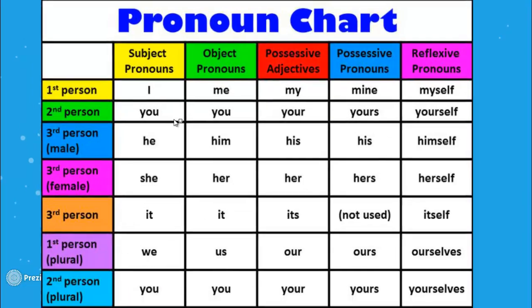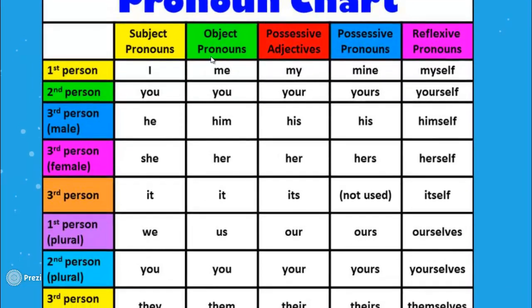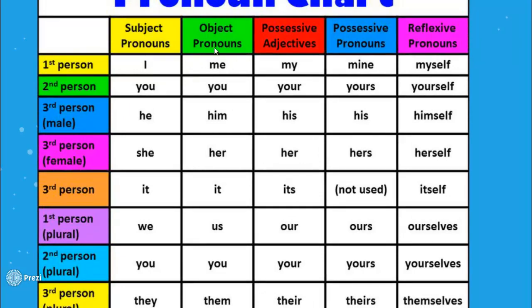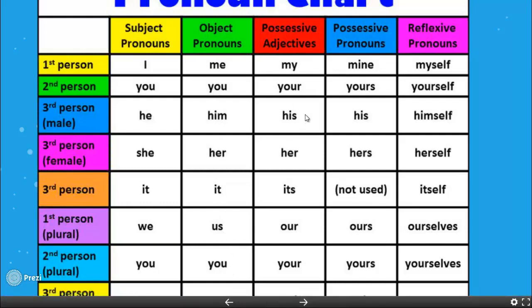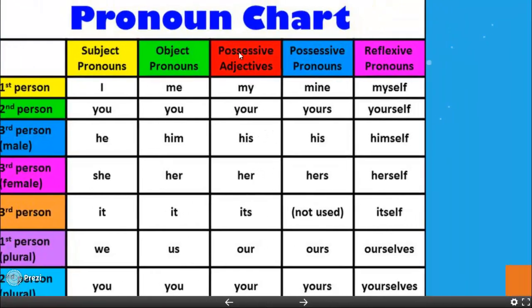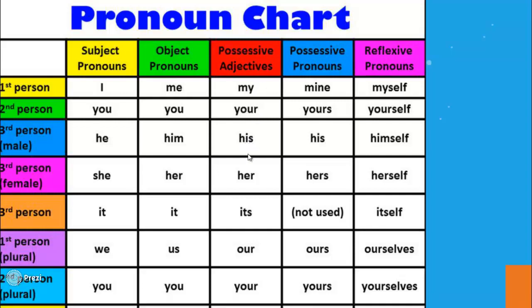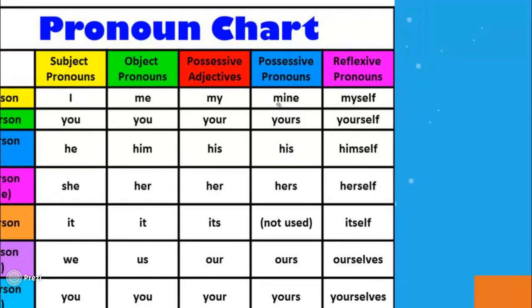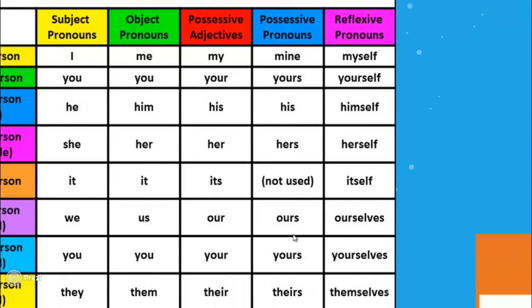So we talk about subject pronouns like I, you, he, she, etc. We know that the subject pronouns come before a verb, like I love, you love, he loves, she loves, etc. Then we talk about the object pronouns like love me, love you, love him, love her, love it, love us, and love you, etc. Possessive adjectives go with nouns like my book, your book, his book, her book, its book, etc. And the possessive pronouns go, for example, after the verb to be, like the book is mine, the book is yours, the book is his or hers. It is not used for its, but the book is ours or yours.